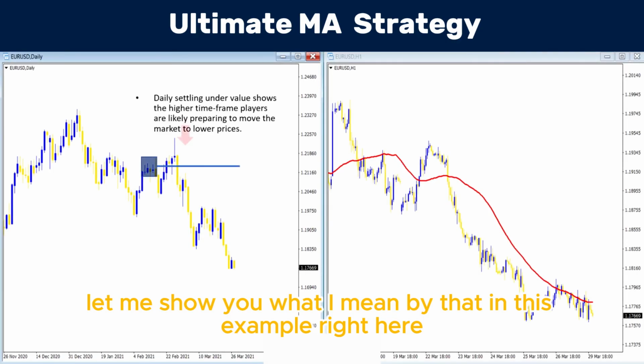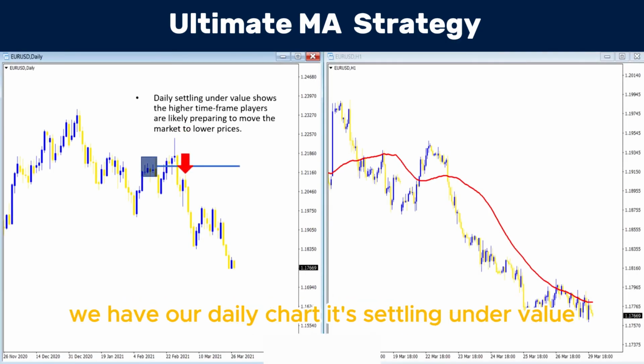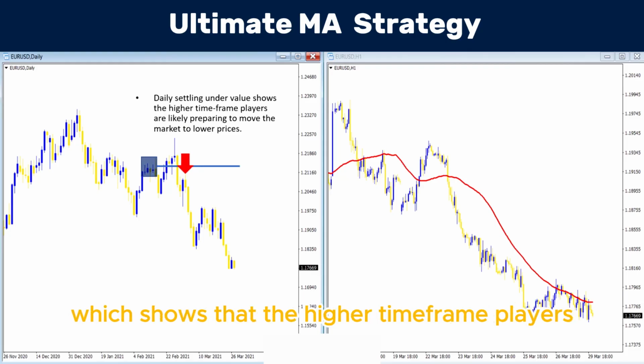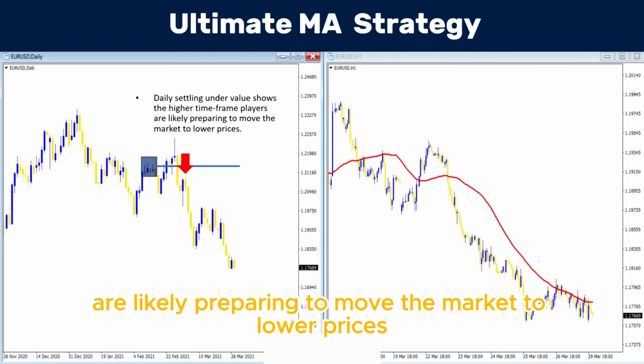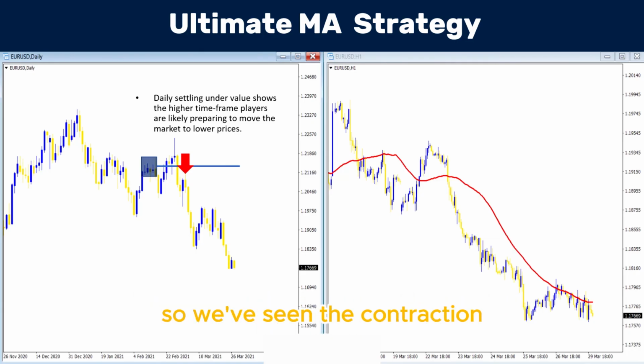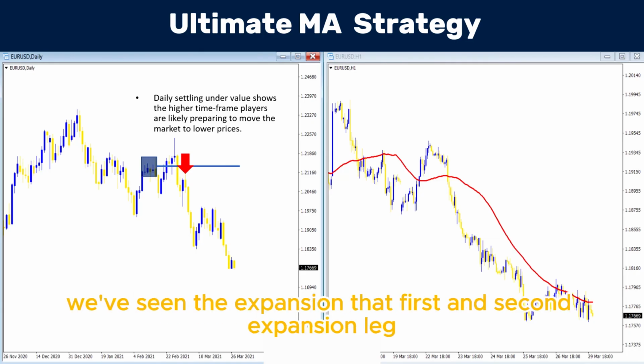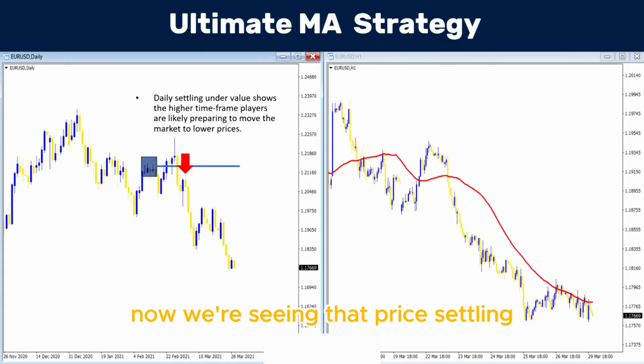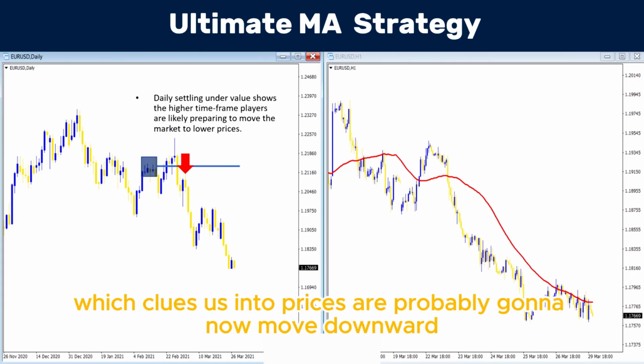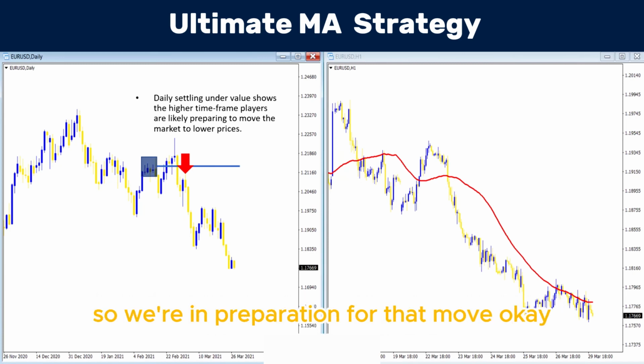In this example right here, we have our daily chart. It's settling under value, which shows that the higher time frame players are likely preparing to move the market to lower prices. So we've seen the contraction. We've seen the expansion, that first and second expansion leg. Now we're seeing that price settling, which clues us into prices are probably going to now move downward. So we're in preparation for that move.